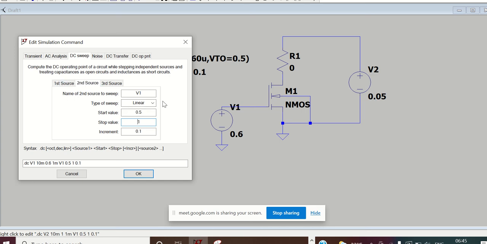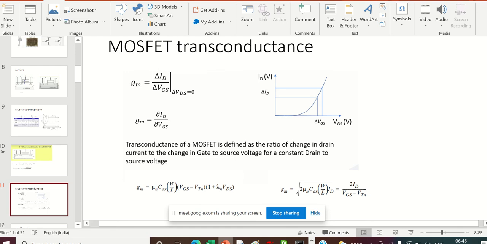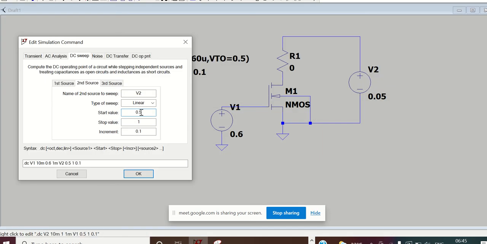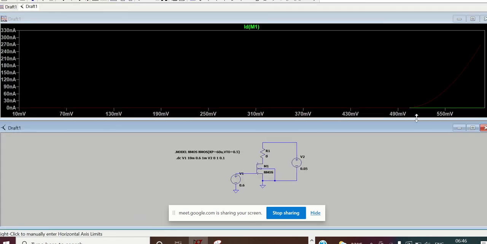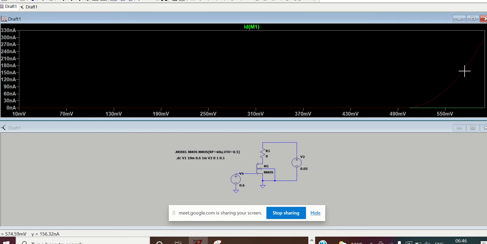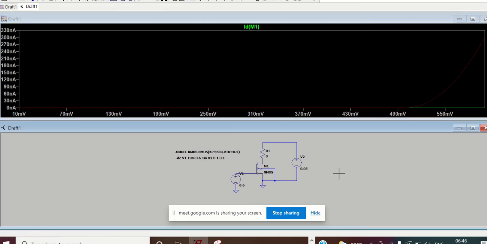Okay, this will be V2. V2 will be, say, 0 to 1 in steps of 0.1. Okay, let us see the plot. You can see it's very light here. What is the color of this? But wait, I am not getting the plot.